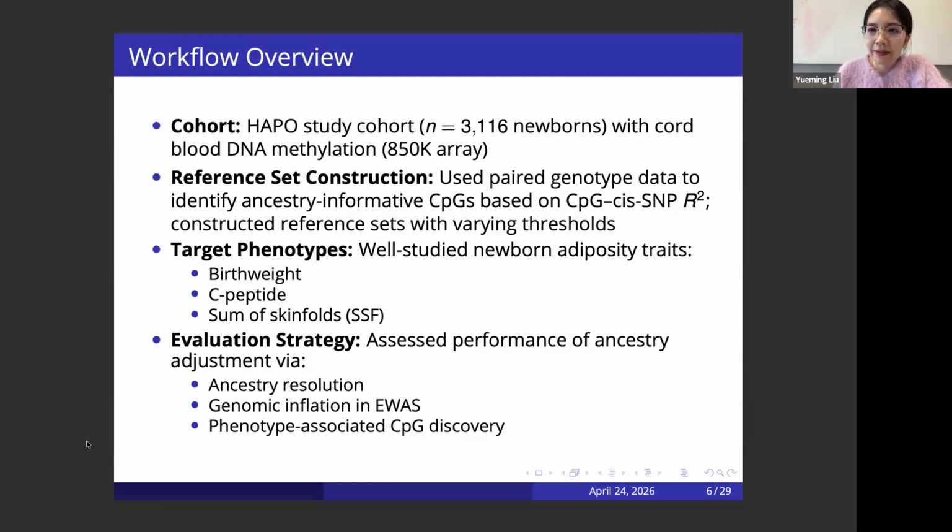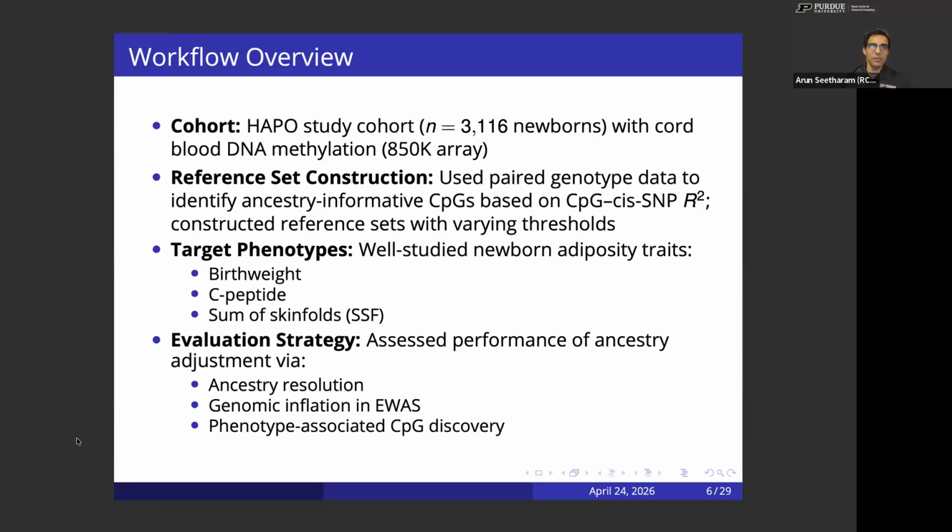So we would say that if they have access to genetic data also, and they want to adjust for ancestry information at the methylation level, I would suggest using a similar procedure as we did in HAPO here. If they don't have access to genetic data, I would say the HAPO reference set may be a good alternative for the genetic PCs. Okay, thank you.